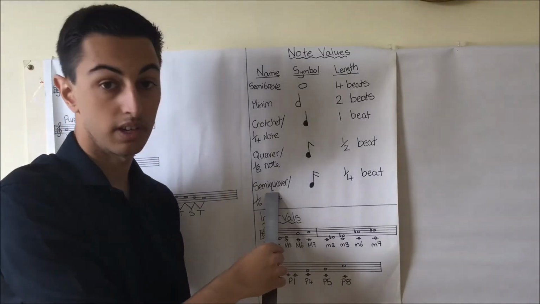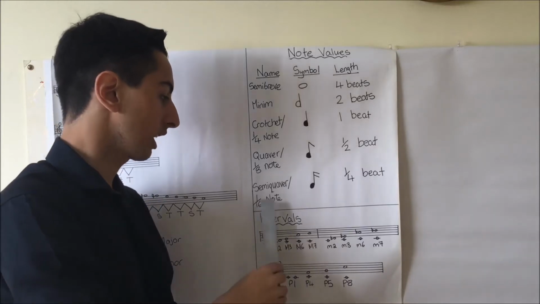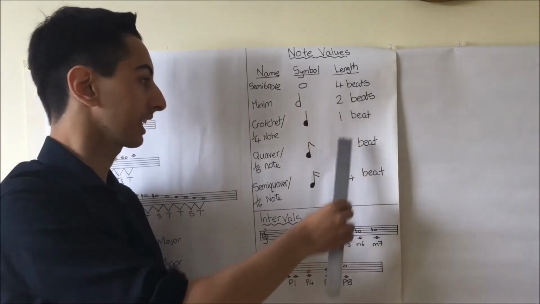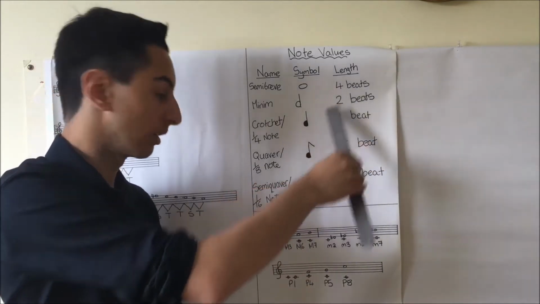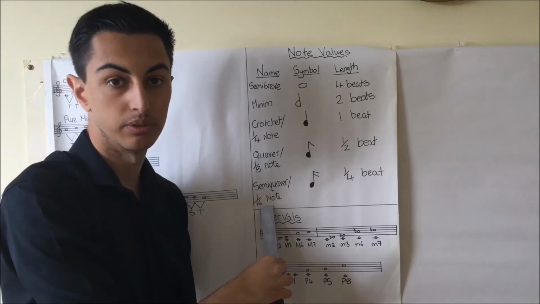Semiquavers are the final most common note value found in Western music, and these last for a quarter of the beat, half the value of a quaver, and a 16th the value of a whole note, and so they can also be referred to as 16th notes.